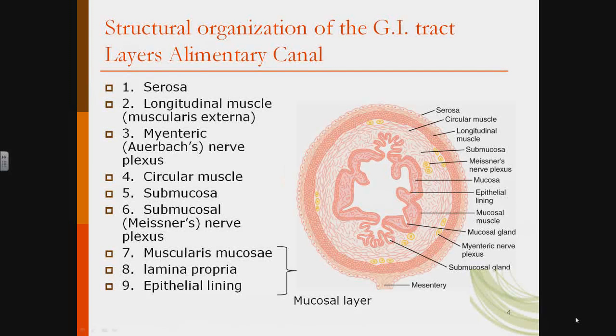Then there's a lamina propria, and that just simply means that you have a layer of connective tissue, maybe carbohydrates, that help anchor the epithelial lining to the deeper connective tissue. And then lastly, the epithelial lining.